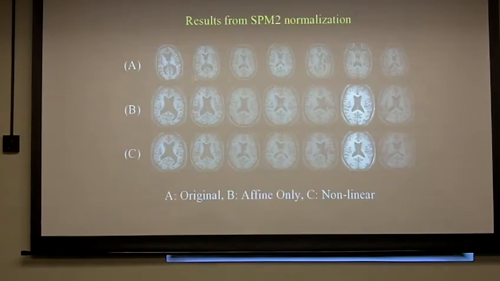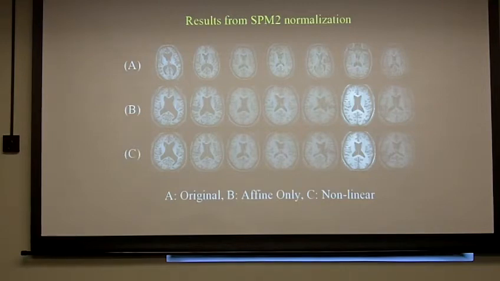This is the SPM. Now we have SPM8, but the SPM8 normalize button still uses this ancient module inherited from SPM2. So unless you use DARTEL or unified segmentation, this is basically nonlinear SPM normalization.